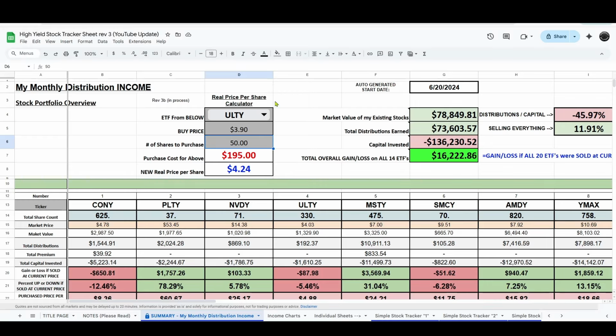Right? So this calculator is really just for your own viewing purposes. It does not adjust or change anything in the calculations in the table. It only gives you a quick snapshot of what that real price per share would be if you bought those shares at that price. So this was an idea from someone in the comments, and I wanted to add that in. I did like that idea, so I do appreciate that.